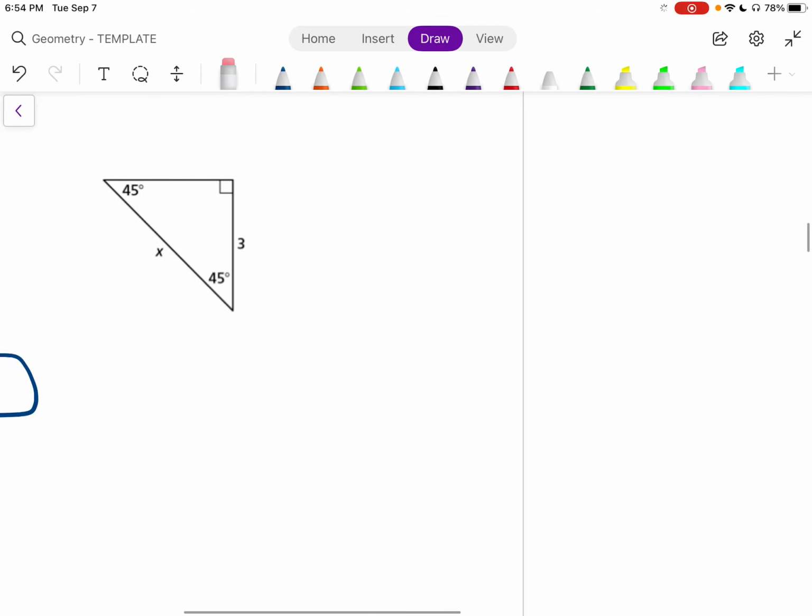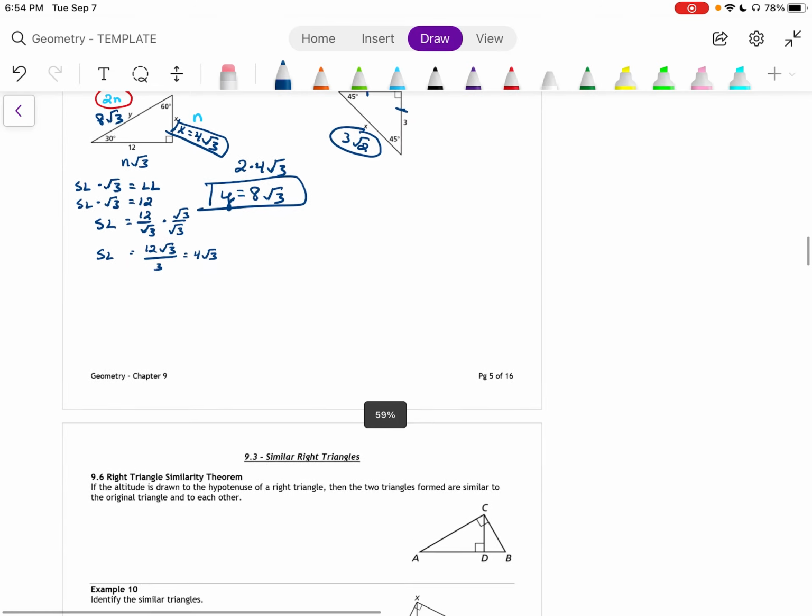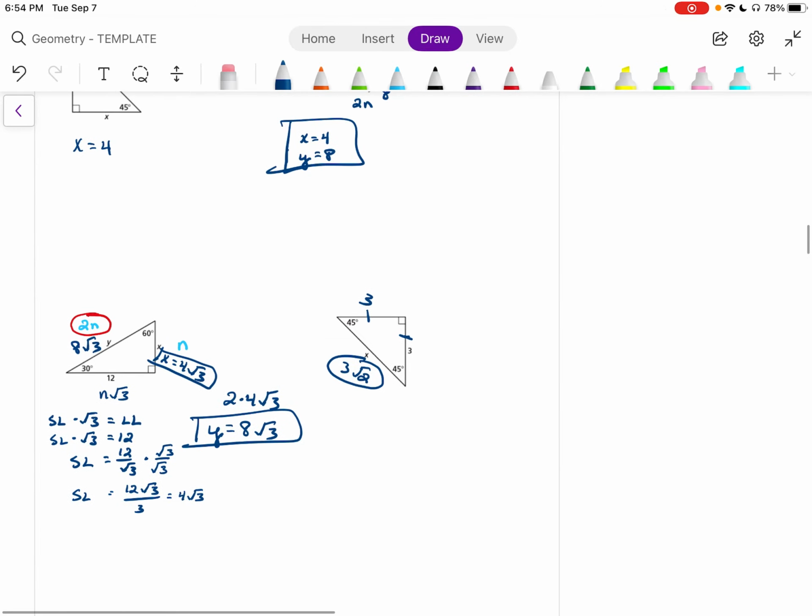Next up, we're back to easier problems, 45, 45, 90 triangle. This 3 is our side length. We could also put that over here for this other side length. And we know that our hypotenuse will be 3 root 2. There we are, nice and easy. All right, and that's it.